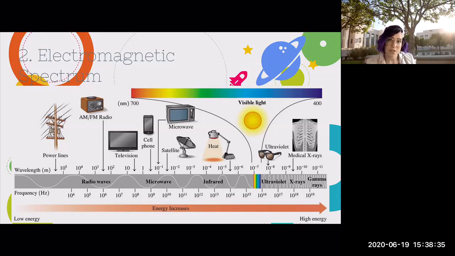So visible light is higher energy than microwaves or infrared. All this 5G stuff, that's all microwaves. So it's actually lower energy than just the heat energy that you give off with your body right now, or the visible light that we use to see.